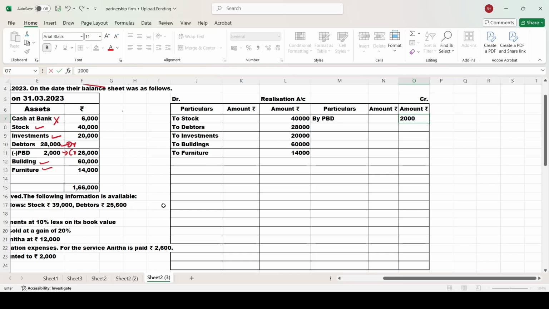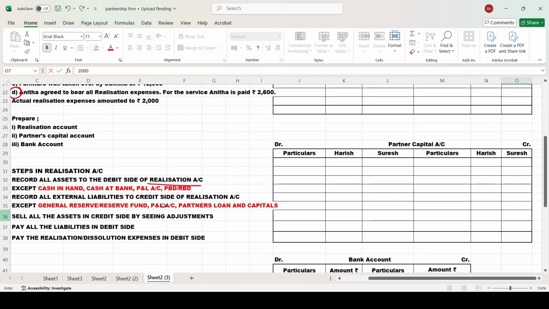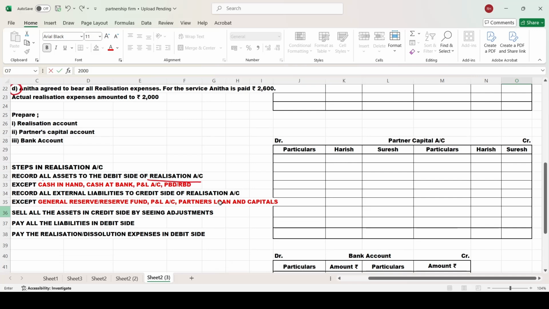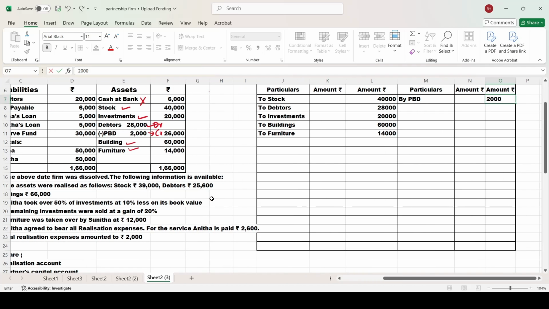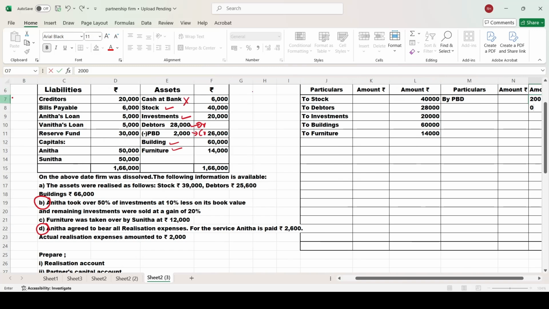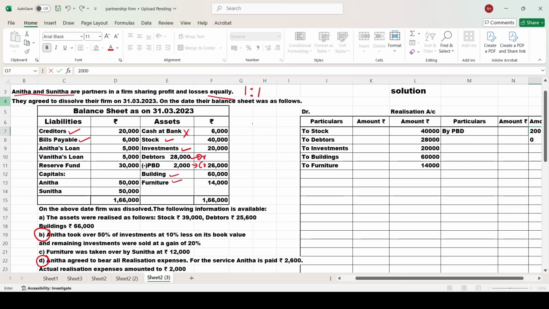Okay, fine. Now we'll come to the second step: record all the external liabilities to the credit side of the realization account except general reserve, reserve fund, P&L account, partner's loan and the capitals. We'll take liabilities one by one. Creditors should be recorded, bills payable as well, and partner's loan should not be taken. I've told you, apart from the partner, any person's loan, whether it is a husband's loan, spouse's loan, wife's loan, a bank loan or any other third party's loan, every loan should be taken in the realization account except the partner's loan. Partner's loan will go to the bank account or cash account.